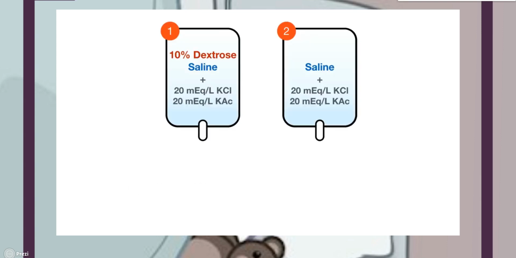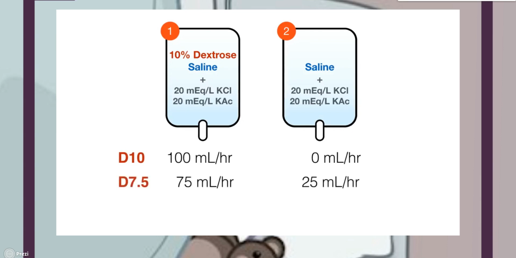So, in order to get a composition of dextrose 10% or D10, bag 1 runs at 100 mLs per hour, bag 2 at 0 mLs per hour. D7.5, 75 mLs per hour, 25 mLs per hour, and yes, you guessed it, D5, 50 mLs per hour, and 50 mLs per hour for each bag. As you can see, this is a very straightforward and easy way to conserve fluid and make abrupt changes to the dextrose concentration while you're treating a patient with DKA.